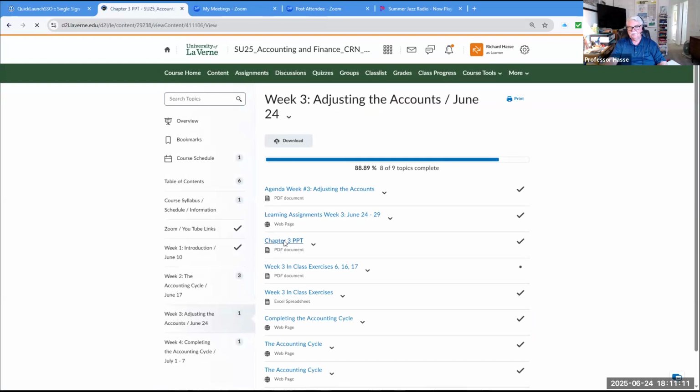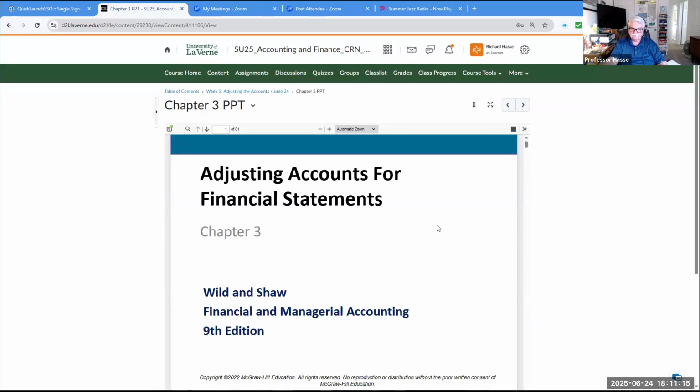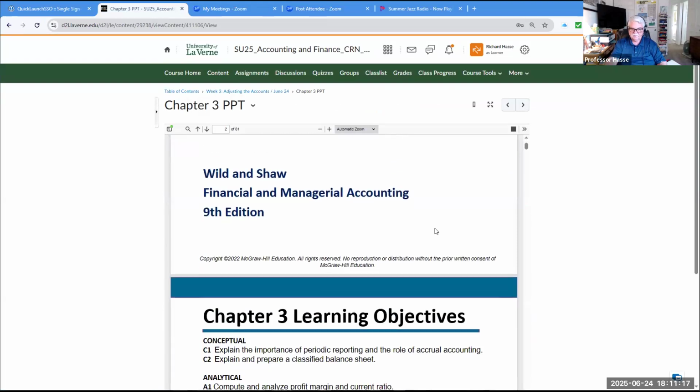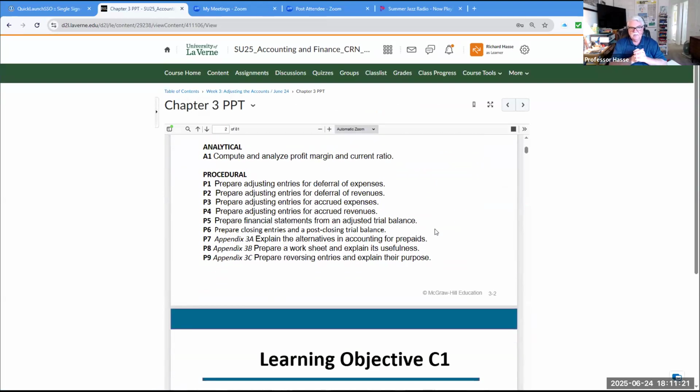So let me go over a couple of key and broad issues of our study this week: adjusting accounts. We're concentrating mainly on these 5 areas of study that are highlighted in your text. Prepare adjusting entry for deferral of expenses. Now, what are deferral of expenses?